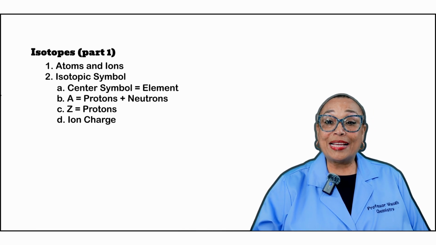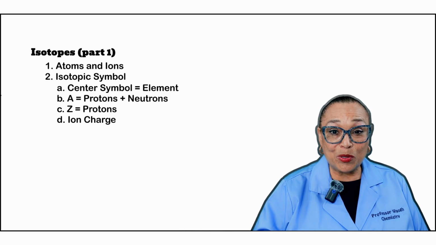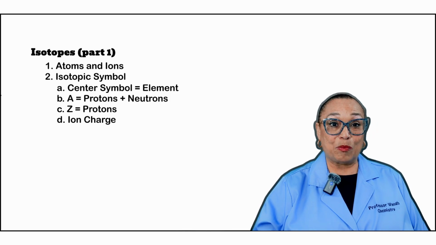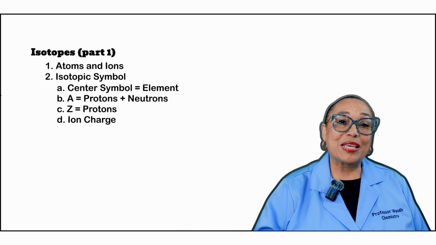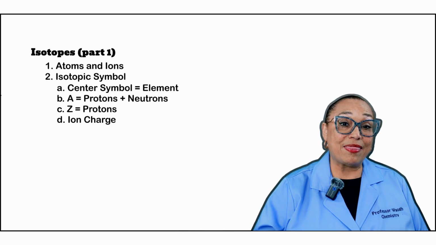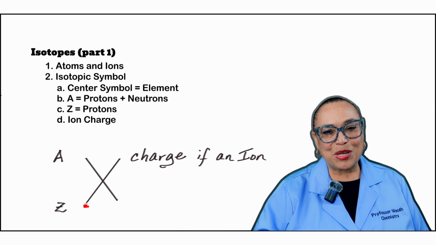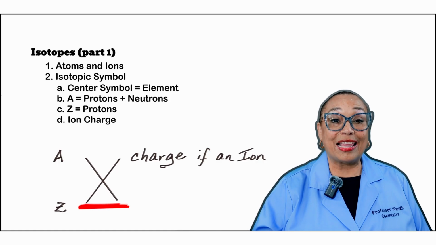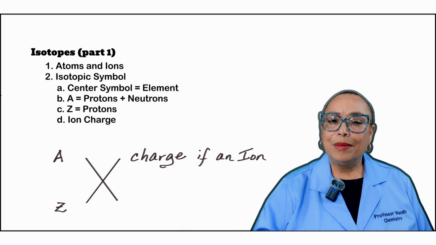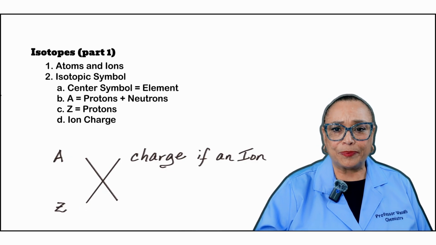To recap, isotopes are atoms or ions with the same number of protons but different number of neutrons. When talking about isotopes, chemists typically represent them with an isotopic symbol. The center of the isotopic symbol is one or two letters showing the element's chemical symbol. Please write it just the same way it appears on the periodic table.